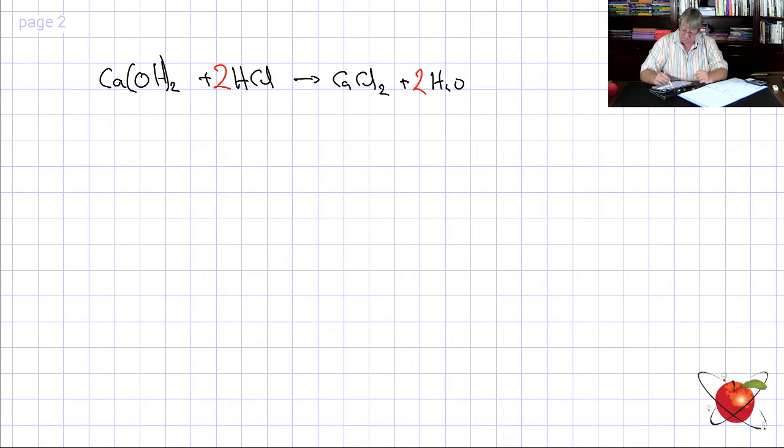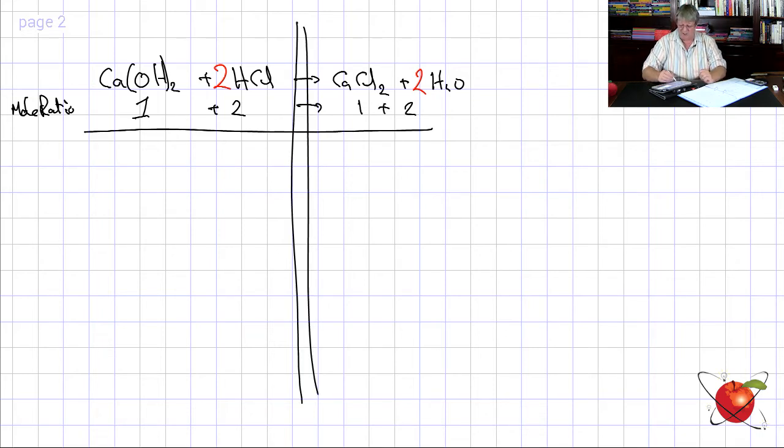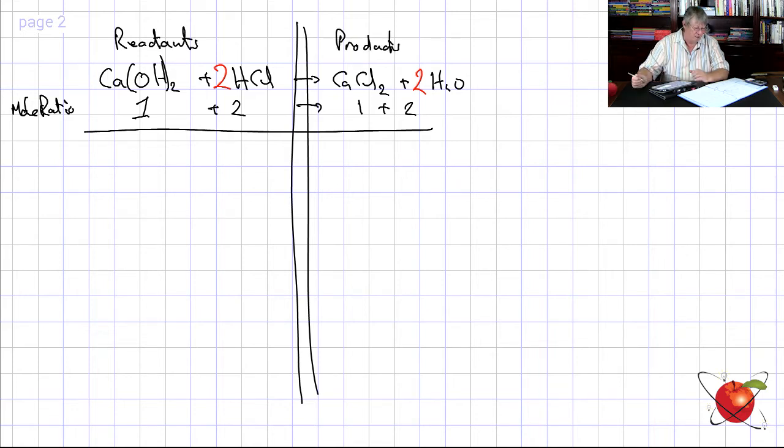Right? Now, next step is we put down the mole ratio. The recipe, right? It's 1 as to 2 goes to 1 plus 2, right? Then we put a double line down there. I just like that because this side is my reactants. This side is my products. Like so. Okay. So now the next step is we say, right, what am I given?